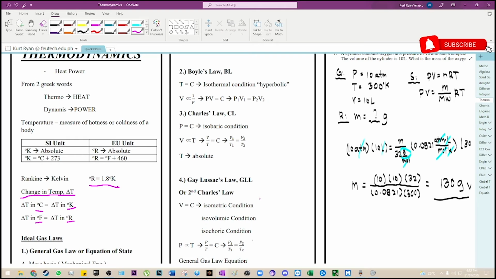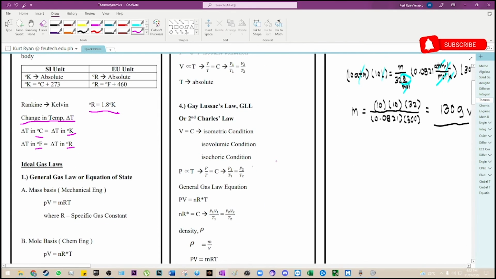So for number 3, we have Charles' law, the isobaric condition where the pressure is constant. For number 4, Gay-Lussac's law, also called the second Charles law. So you can have your isometric condition, isovolumic condition, or isochoric condition. Volume here is constant.